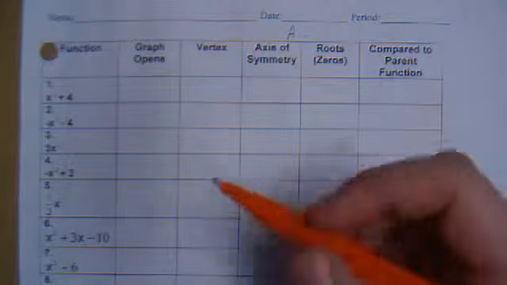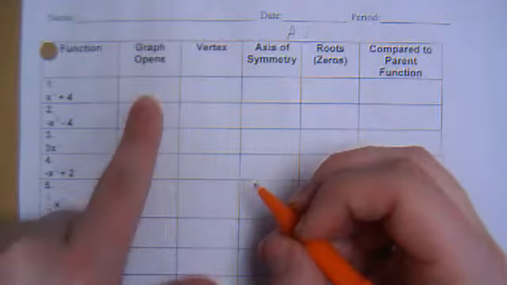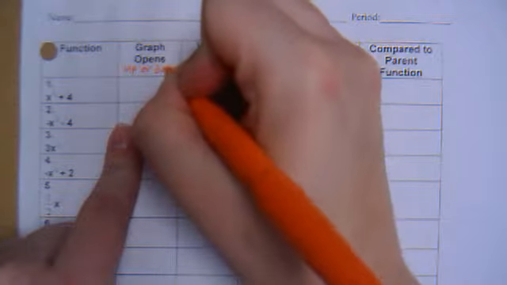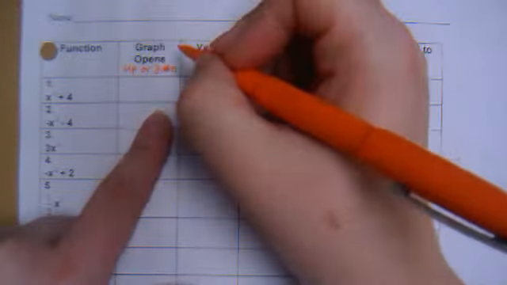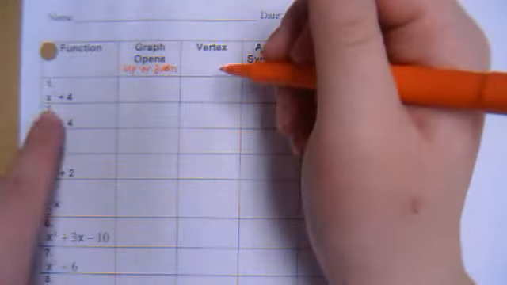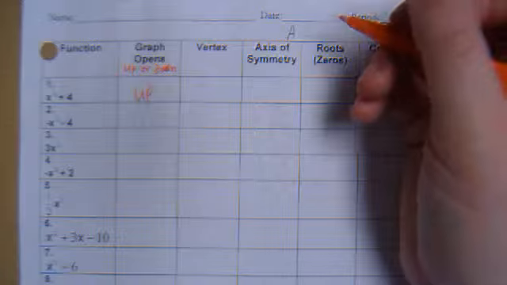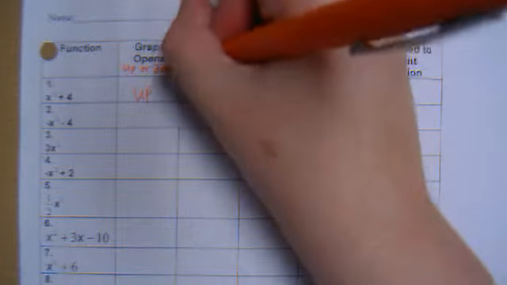Okay, and remember, if the graph opens, this is going to be either up or down. And we're looking at the first number. So positive, it opens up, negative, it opens down. So first number, there's a 1, positive, so this is going to open up. Okay, then to find the vertex, use your calculator.